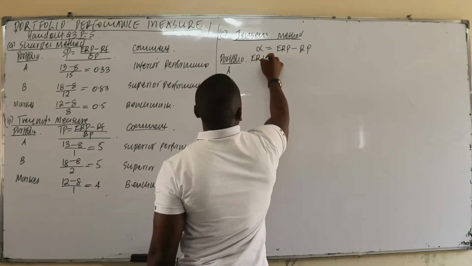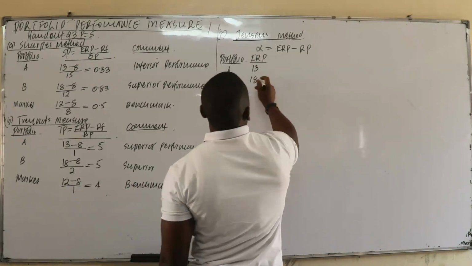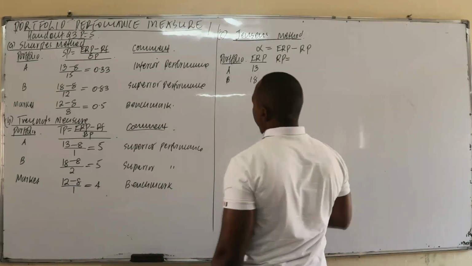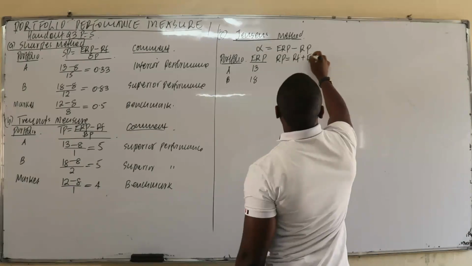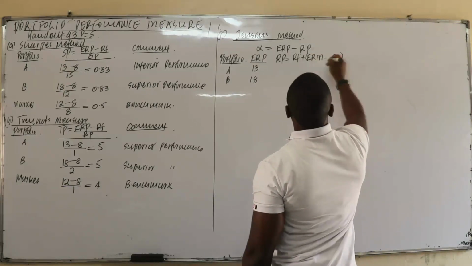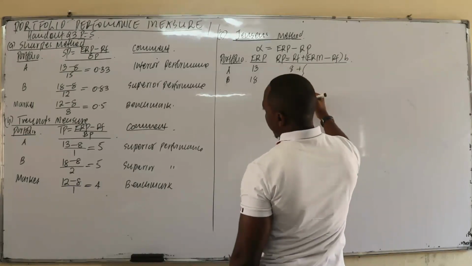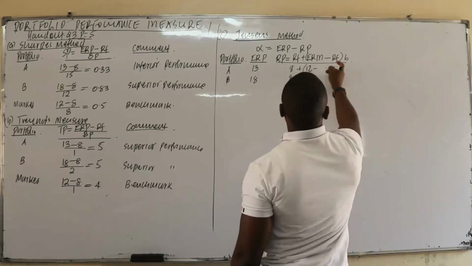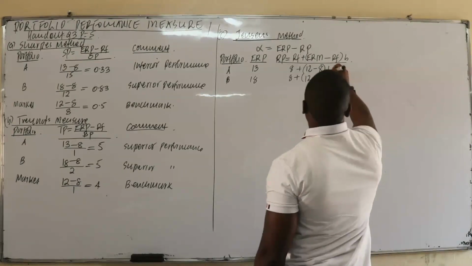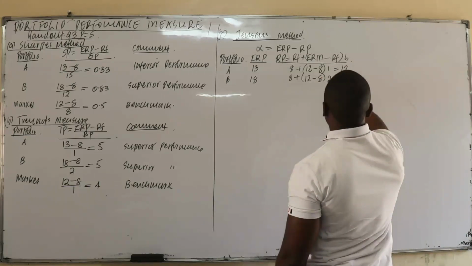We have the expected returns of the portfolio. How much is the expected return of portfolio A? We have 13. So you compare the expected return of the portfolio against the return of the portfolio. The return of the portfolio uses CAPM: risk-free plus the expected return of the market, not of the portfolio, of the market, minus risk-free, you multiply by the beta. The risk-free rate is 8. The expected return of the market was 12. You minus the risk-free rate, which is 8. Then you multiply by the beta. Beta of portfolio A is 1, and for B, 2. Here you get 12. That's 4 times 2, 8. 8 plus 8, you get 16.